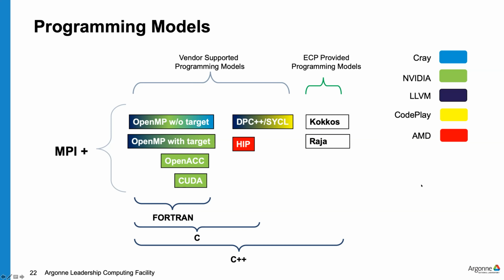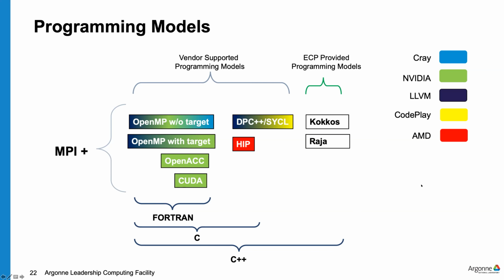Now, there are several compilers available for these different systems. For OpenMP, you have access to either the NVIDIA compilers through the HPC SDK, or the Cray compilers, or LLVM itself, the upstream version. Then NVIDIA provides support for OpenACC and CUDA. And as I mentioned earlier, LLVM and CodePlay have support for SYCL and DPC++. And you can use AMD's HIP to run on the system as well.